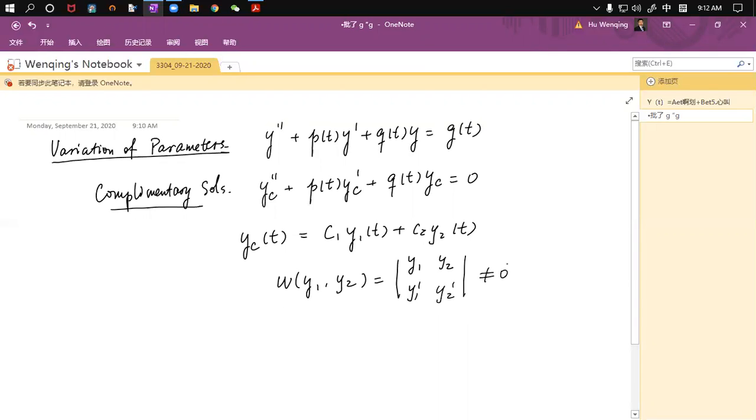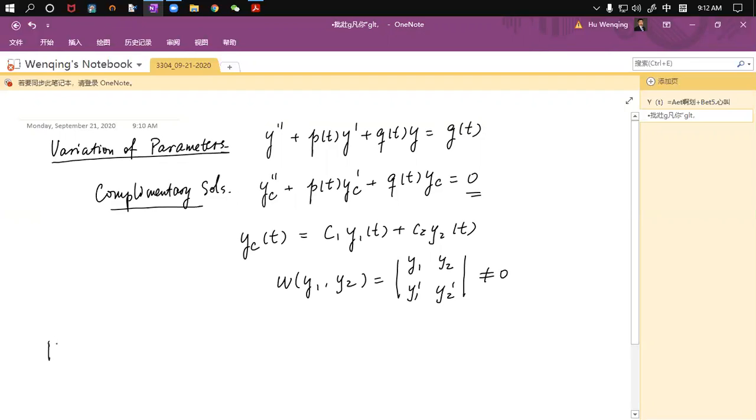So the Wronskian is a function of t, and it has to be non-zero. That means y1, y2 form a set of fundamental solutions. As long as you have the fundamental solutions, a linear combination of them is going to give you the complementary solution. It's not going to give you a particular solution, right? Complementary means that the right-hand side is equal to 0.